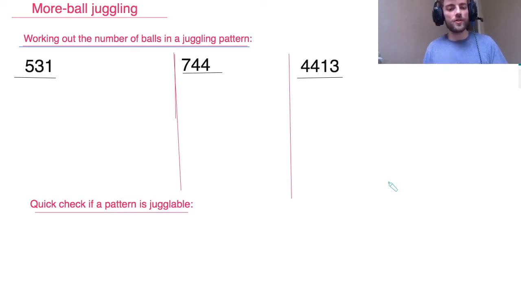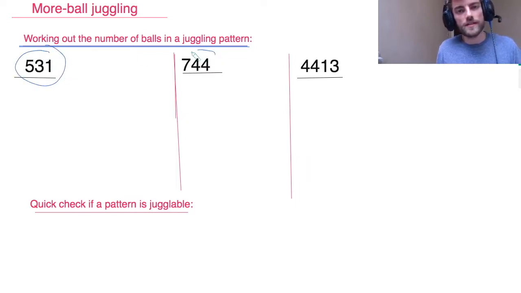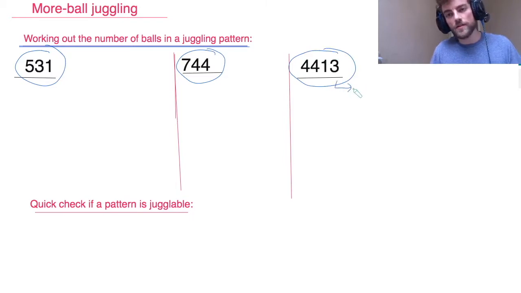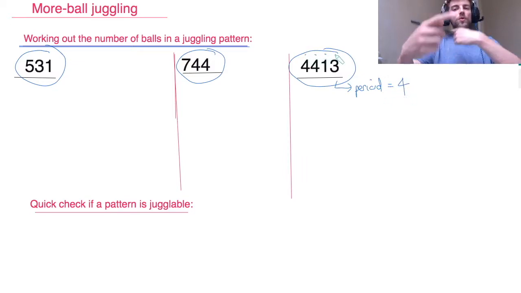So the first question I want us to ask ourselves is, how can I work out the number of balls in a juggling pattern? And to demonstrate this, I've written 3 siteswaps on the board: 531, 744 and 4413. This is the first siteswap that we have seen whose period is equal to 4. The period is just how many throws are made before the sequence repeats itself. You can have 3-ball juggling patterns with period 4, not a problem, we just haven't seen them yet.